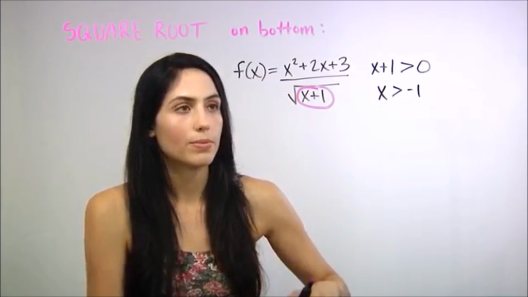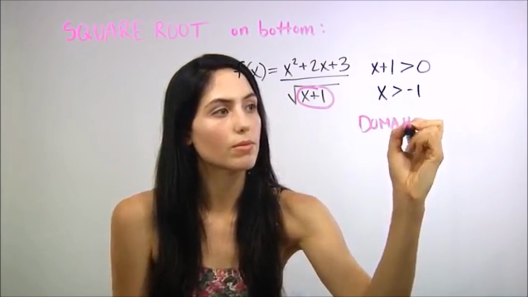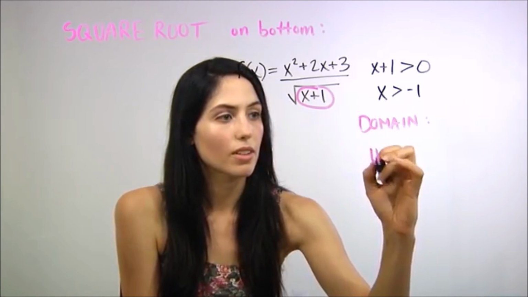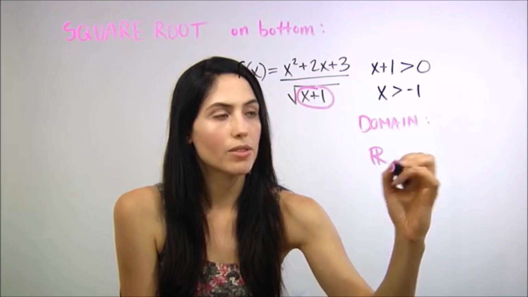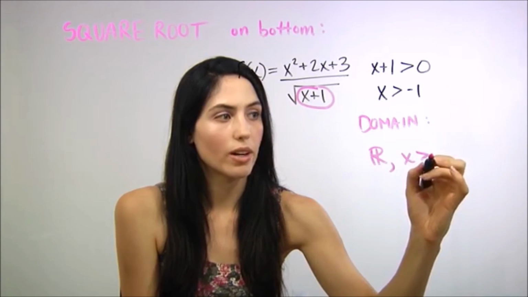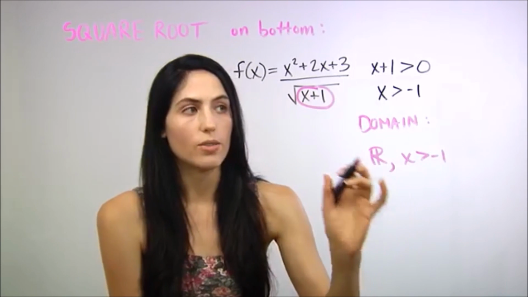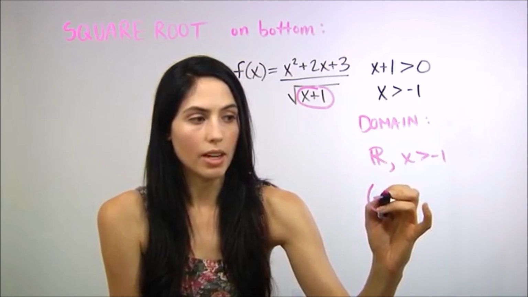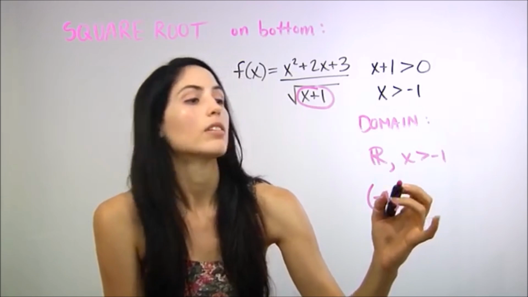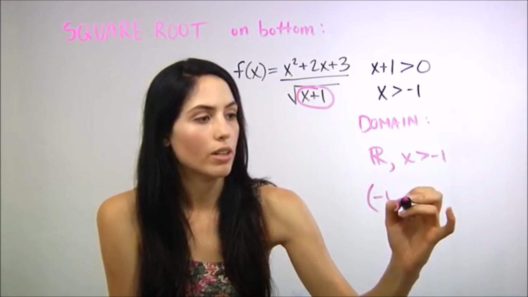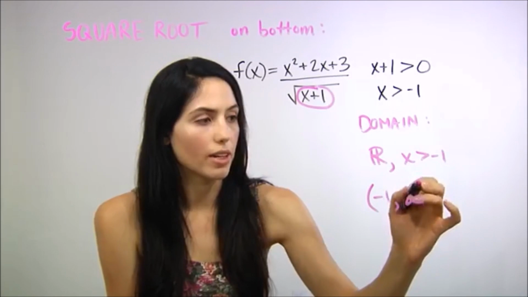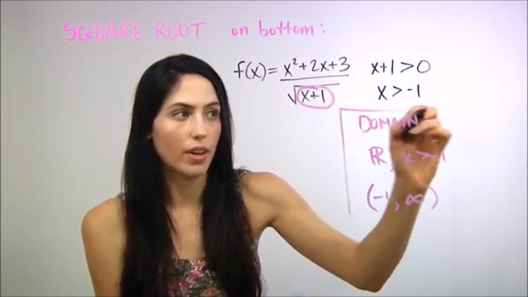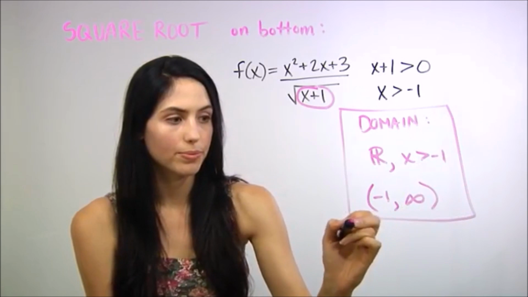So your domain would be all real numbers x greater than -1, or if you wanted to use interval notation, you would write parentheses -1, everything from -1 not including -1, all the way up to infinity. So either of these ways is fine to write your domain answer.